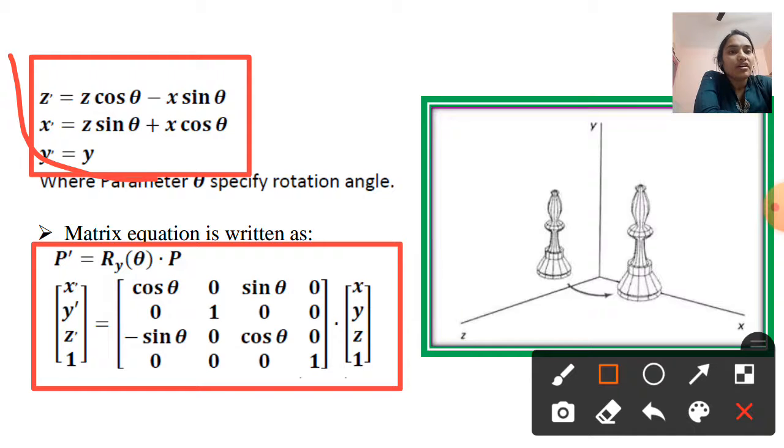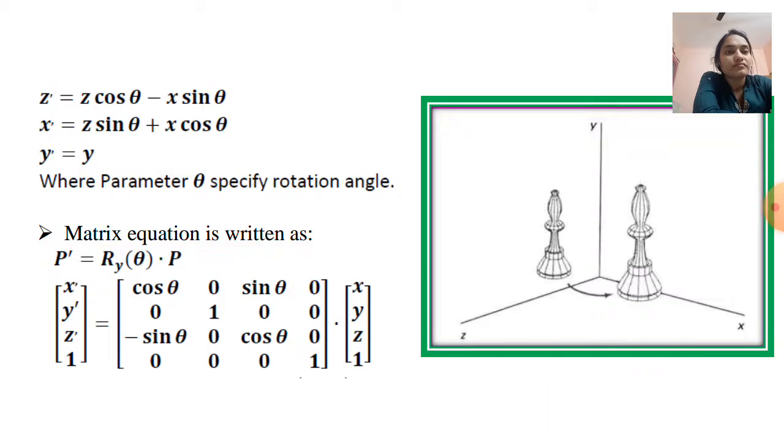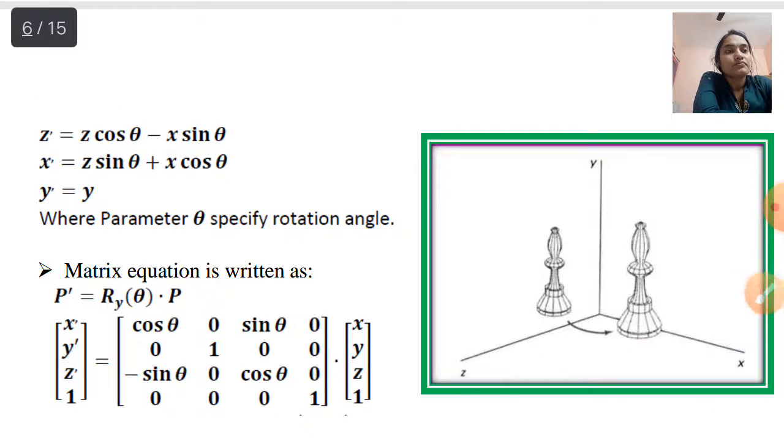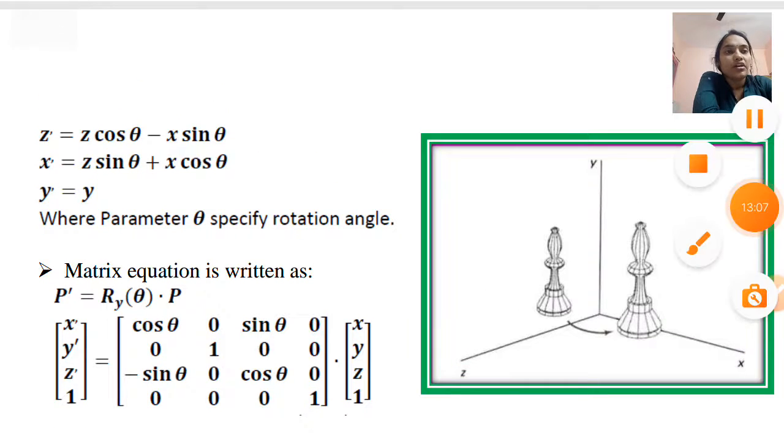So here is a figure. We can see the rotation about the y axis. Okay, so today that's all.